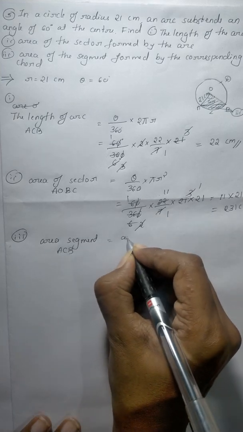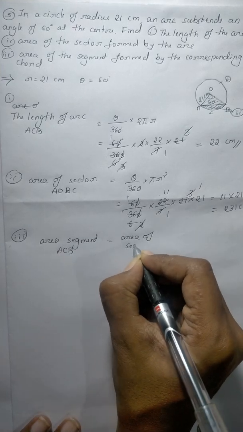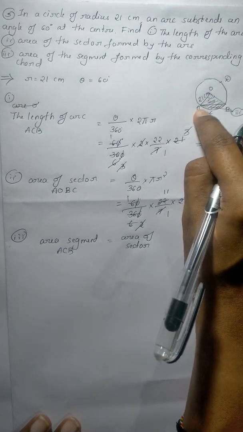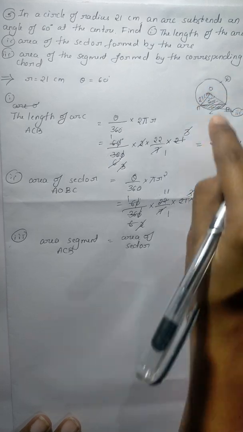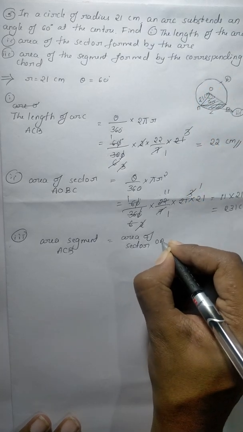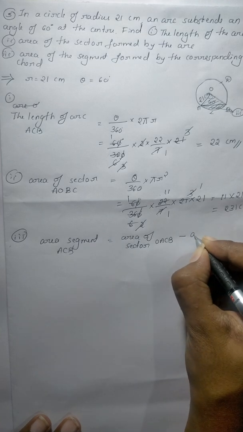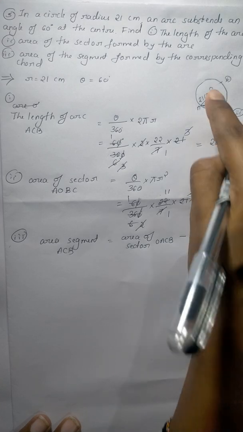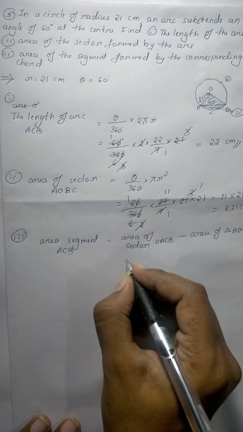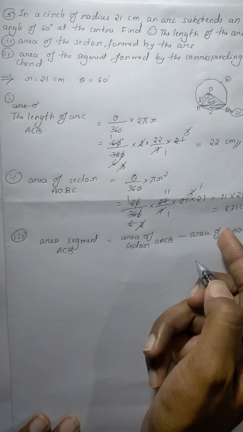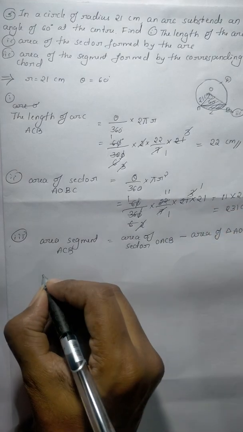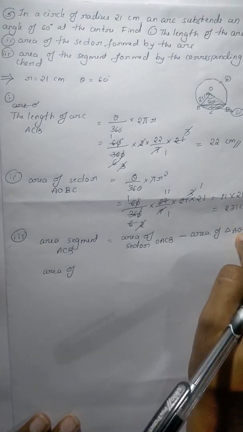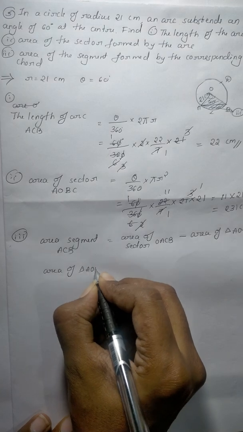So what is the formula? Area of segment equals area of the sector OACB minus area of triangle AOB. See here, the area of the sector we already know, which is 231. Our work now is to calculate the area of the triangle.